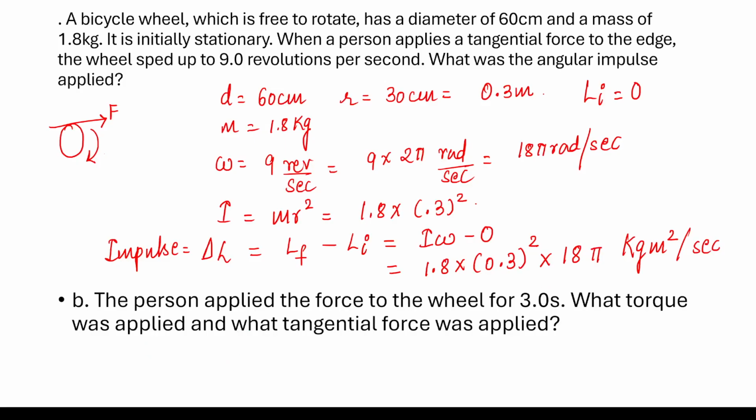Now let's just see. A person applies the force to the wheel for 3 seconds. What torque was applied and what tangential force was applied? So we need to get the torque and we also need to get the force. I think for this question, we need to do the calculations for the first one. So I'm just going to get my calculator. This one is 1.8 times 0.3 times 18.